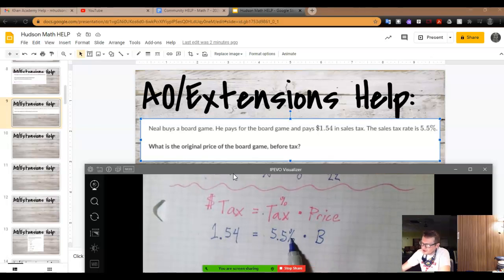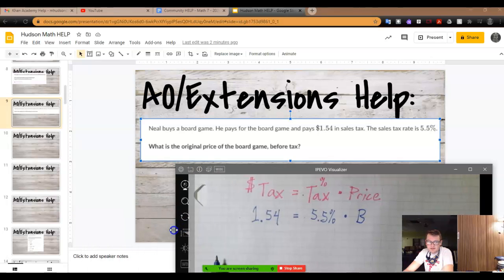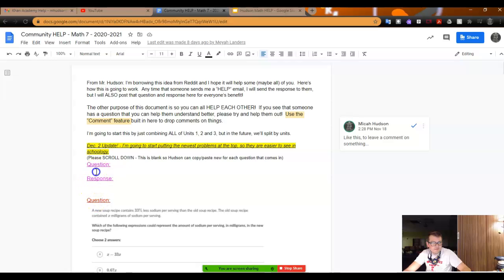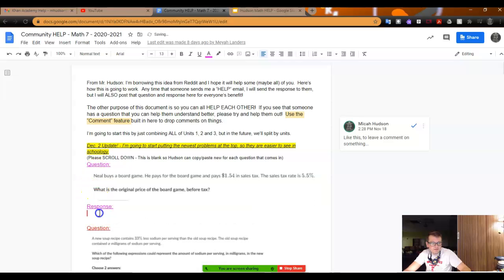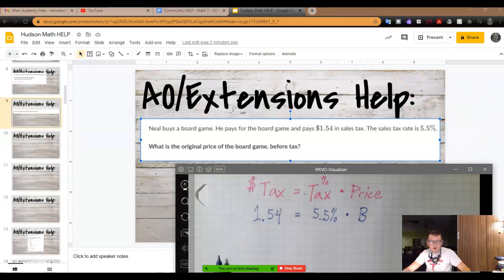Now the problem with this is percent tells us to do something. What does percent mean? Do you remember what percent means? If not, I'll definitely tell you. I'm adding this into the community help doc. All right, so I'm guessing that means that you don't remember what percent means.